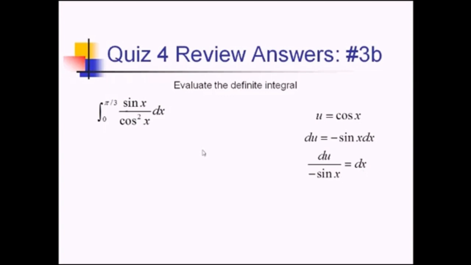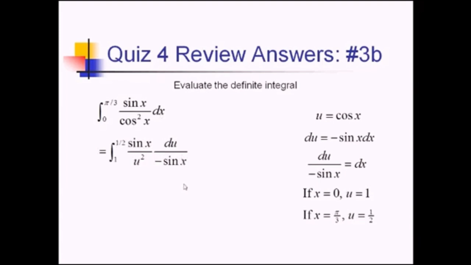I also have to replace these x values up here with u values for my limits of integration. So if x is 0, u is going to be the cosine of 0, which is 1. If x is pi over 3, u is going to be the cosine of pi over 3, which is 1/2. So then I've got the integral from 1 to 1/2, which seems kind of backwards, of sine over u squared times du over negative sine of x.